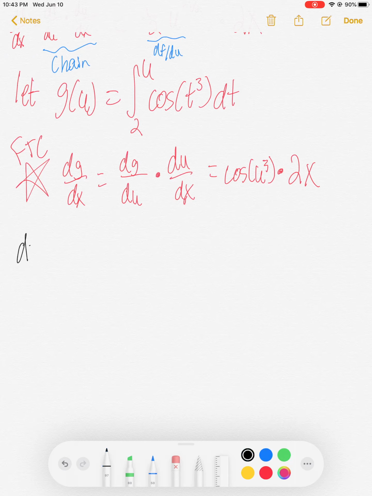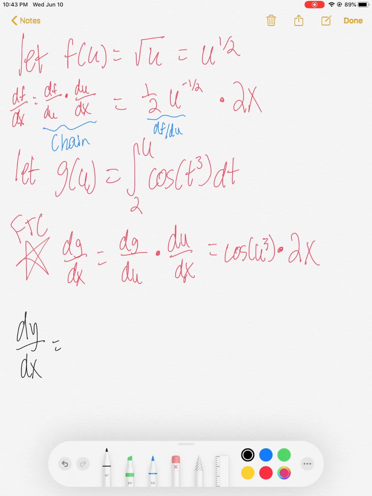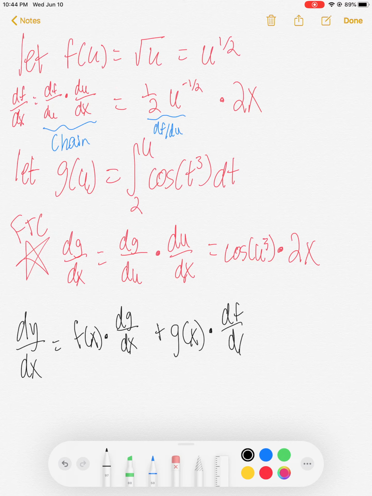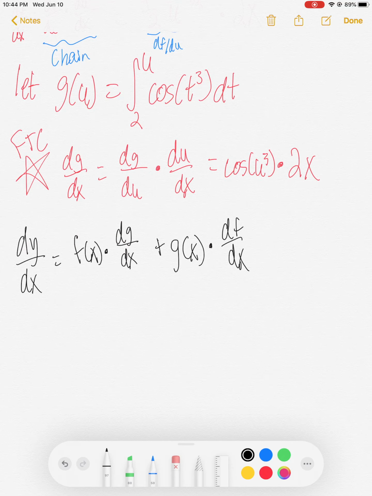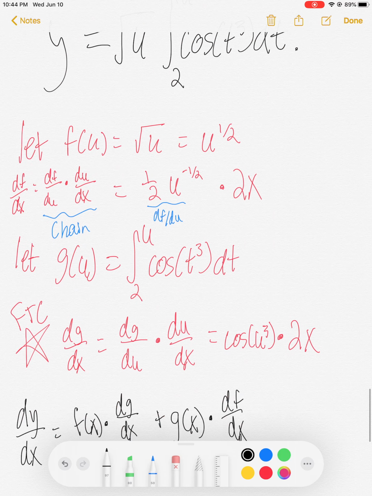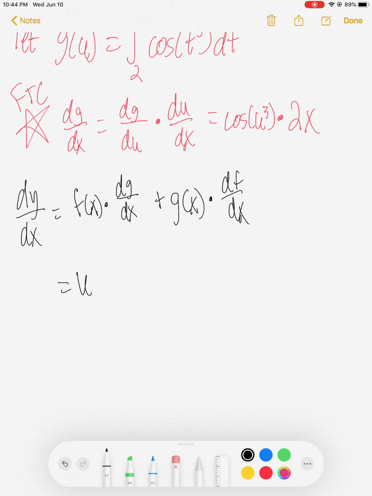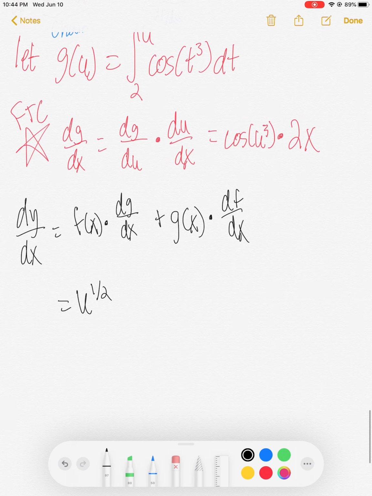So y here is the product of these two functions, right? It's the product of f and g. Oh, excuse me. Let me go to black. dy dx is going to be equal to, by product rule, f of x times dg dx plus g of x times df dx.